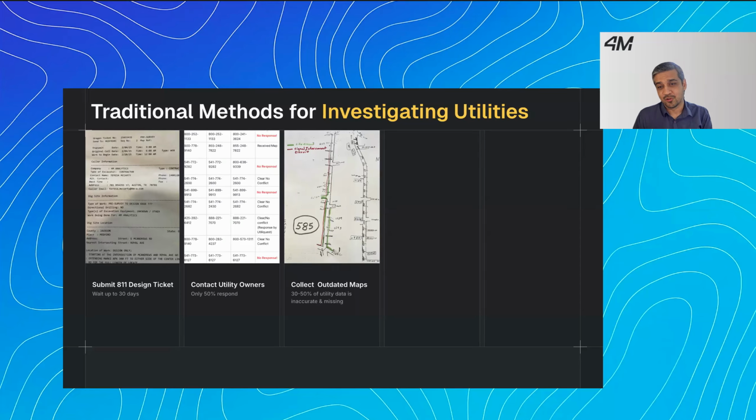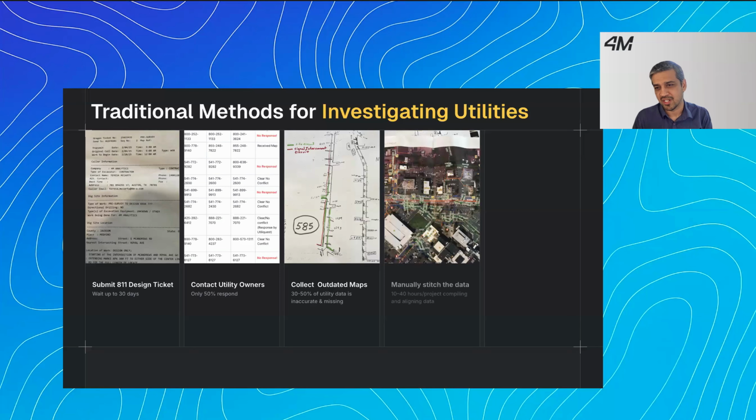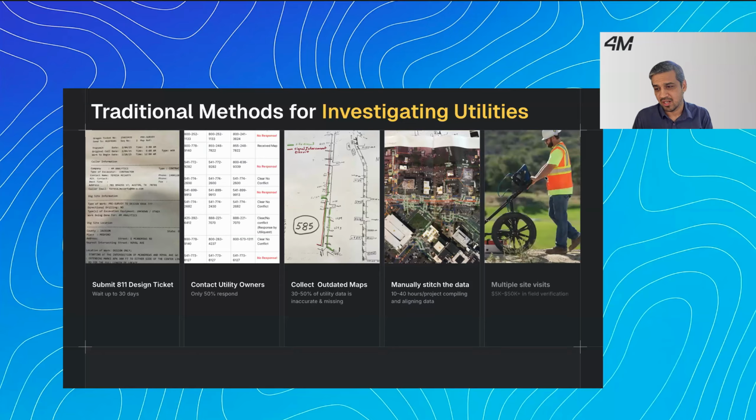Then for those who respond, there could be a hand sketch provided like this. And I'm not making this up. This is a response to an actual ticket. An actual ticket responded with a sketch like this: hey, here most probably our utilities are. And then you are responsible for digitizing it. So you have to manually stitch that data together, or you have to go and visit the site location to look at the spray paints and then figure out what the actual site condition is.